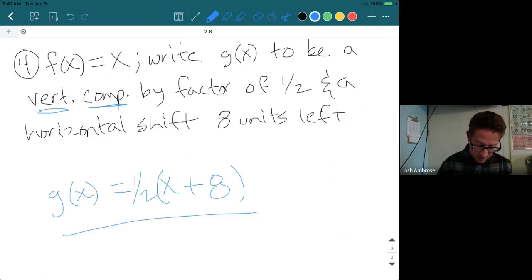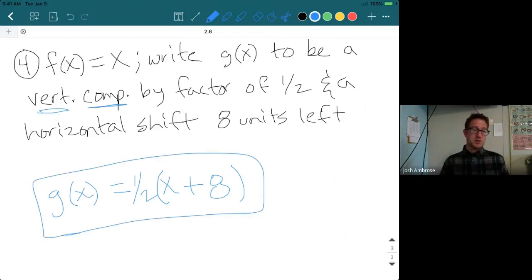That is your solution. We took the original function, simply x. We shifted it left 8 by putting x plus 8 in parentheses. And then outside those parentheses, putting a 1/2, which tells us a vertical compression by a factor of 1/2.